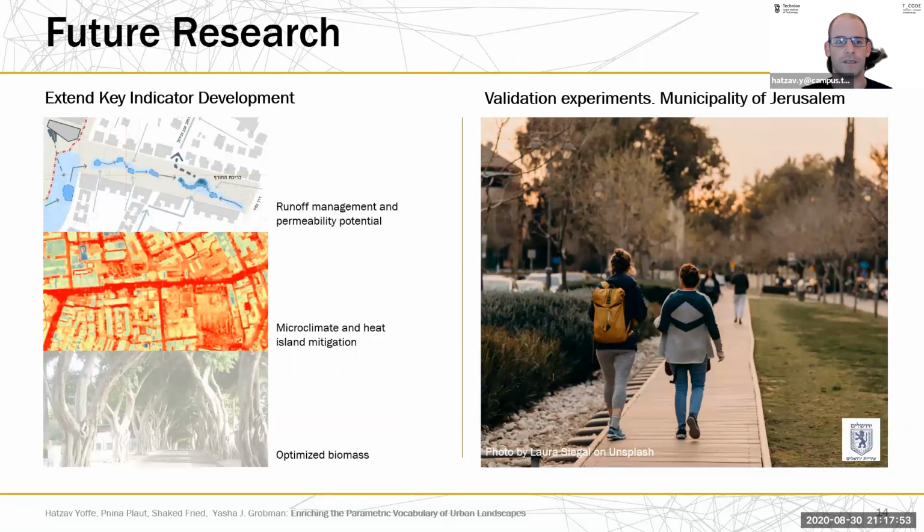Our future research includes extending key indicator development. We're currently looking into runoff management and microclimate heat island mitigation. And we are going to conduct validation experiments in collaboration with the municipality of Jerusalem. This is the opportunity to extend our invitation for international collaborations with cities across Europe and across the world. So we encourage you to contact us if this is of your interest.